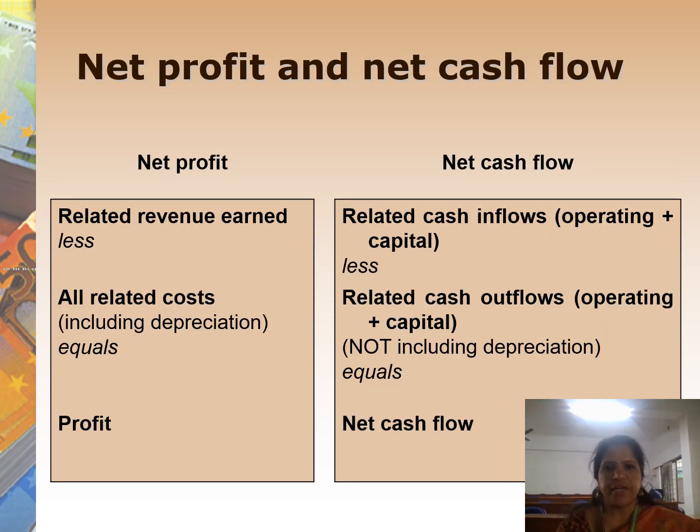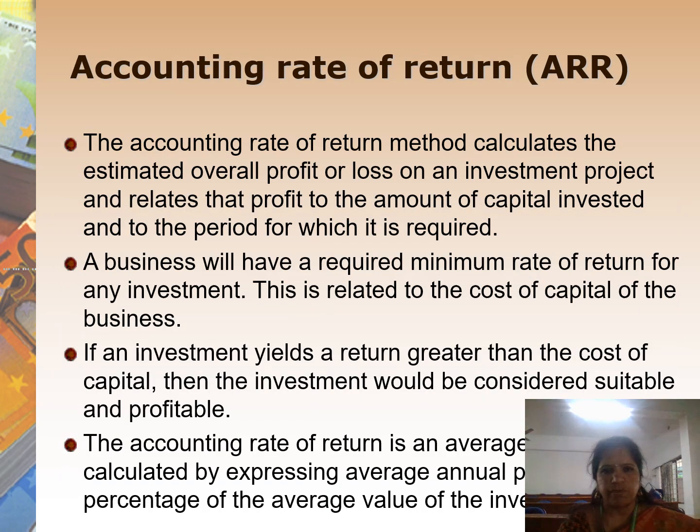Net profit and net cash flow. Under net profit, it is the earned income less all related cost. Profit relates to the cash inflow, that is operating plus capital, less related cash outflow, operating plus capital not including depreciation. That is equal to the net cash inflow.